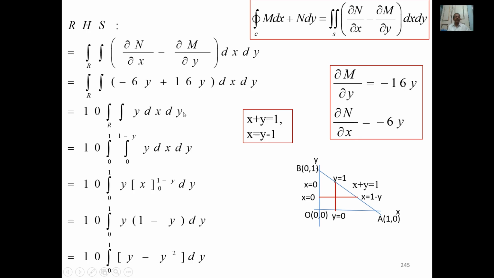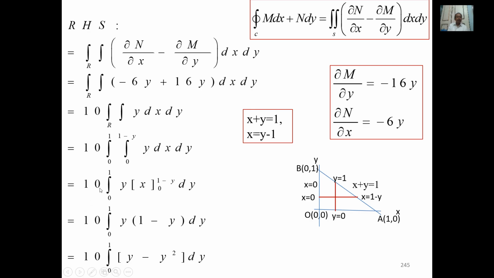Now we have two integrals. And look at the equation, we have x plus y equal to 1. So x equal to y minus 1. Now it's wrong here. X equal to 1 minus y. So there's a mistake here. X plus y equal to 1, so instead of y minus 1, we should write 1 minus y. And this limit goes from 0 to 1 minus y, dx dy.